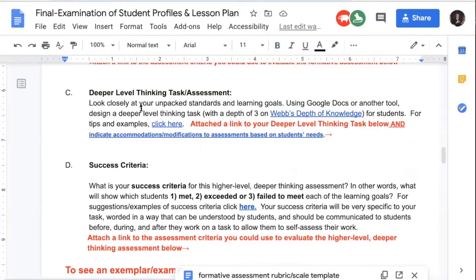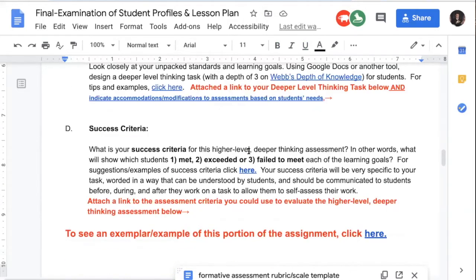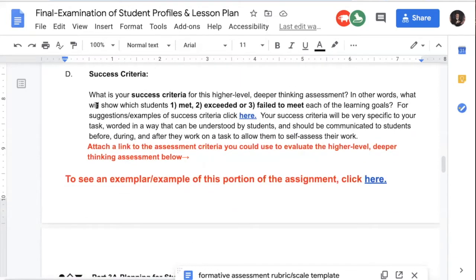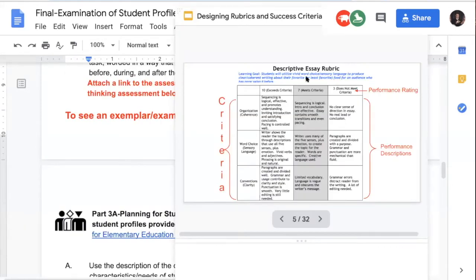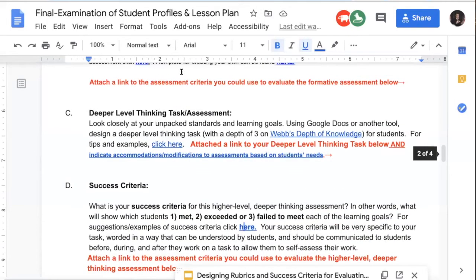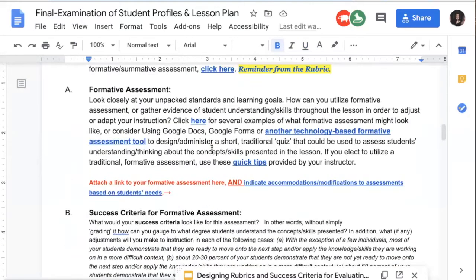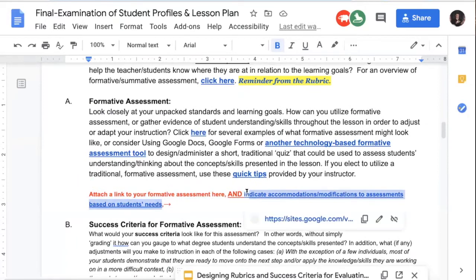Okay, deeper level thinking task. Think of that as a summative assessment for the day or summative activity. And we want to make sure that we provide clear success criteria for that. That looks more like this, where we have clearly what meets the criteria, what does not meet the criteria. Don't forget to make sure that you address accommodation needs for each of the students on your list for your deeper level thinking task, as well as your formative assessment.